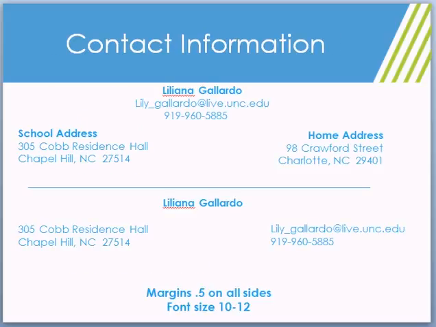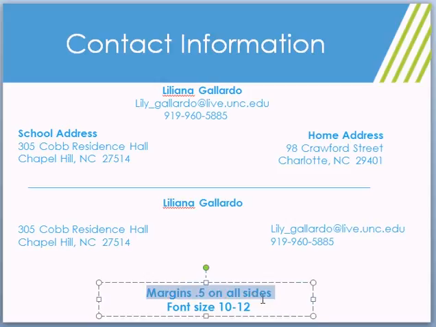So looking more specifically at contact information, there are two different ways that you can do it. You can have your name, email, and phone number in the center, and then beneath that you can have your school address and your home address. If you don't want to include two addresses, you can list your name in the middle, your school address on one side, and your email and phone on the other. Now keep in mind, please use your UNC email. This shows that you are in fact a student at UNC.